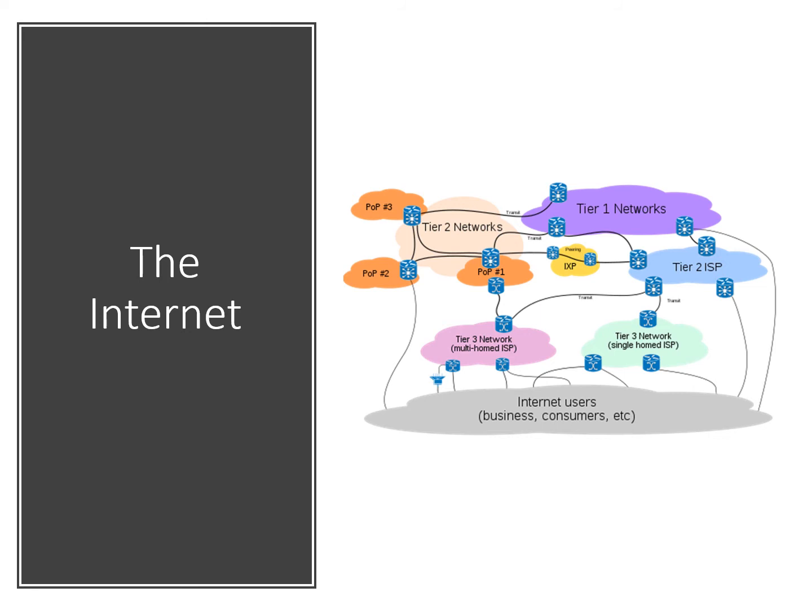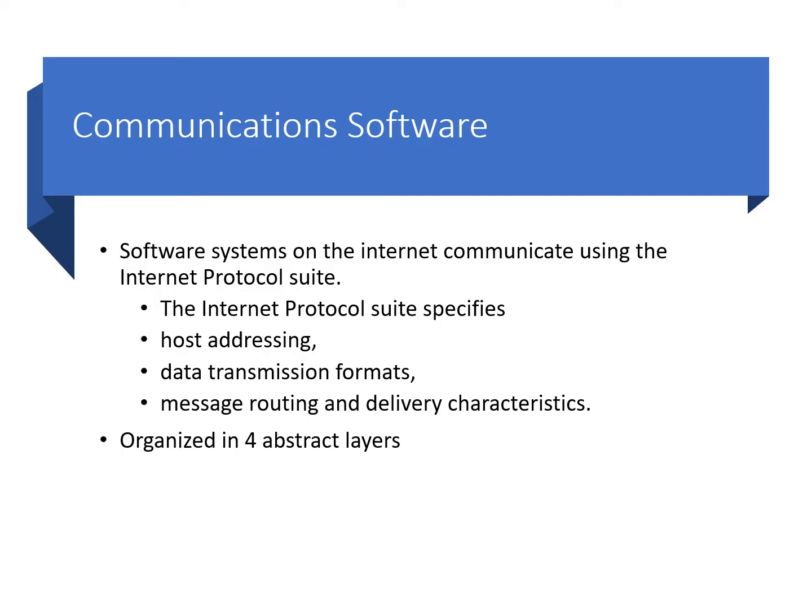From a distributed systems software perspective, we need to understand more about the magic that enables all this hardware to route messages from, say, my cell phone to the bank and back. This is where networking software and the IP protocol enter the scene. Software systems on the internet communicate using the Internet Protocol Suite. The Internet Protocol Suite specifies host addressing, data transmission formats, message routing, and delivery characteristics.